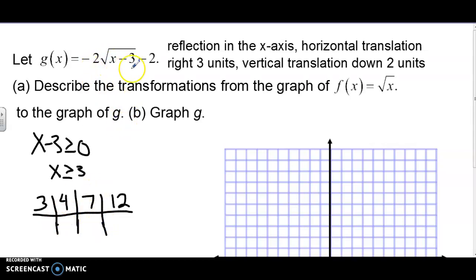So 3 would be 0, which would give me -2 once I do all the work there. 4 would be 1, so it would be -2 minus 2, which is -4. 7 would be 4, square root of 4 is 2, -4 minus 2, which is -6. Notice this is going down by 2, so this will be -8.